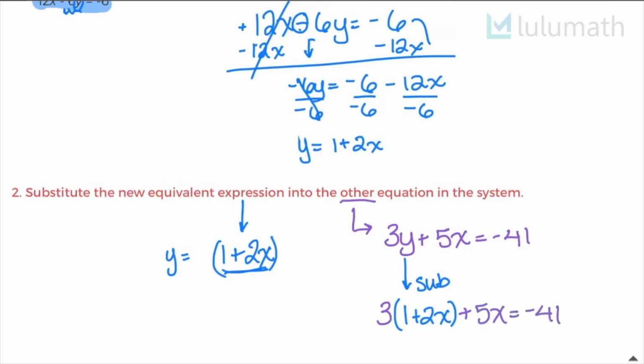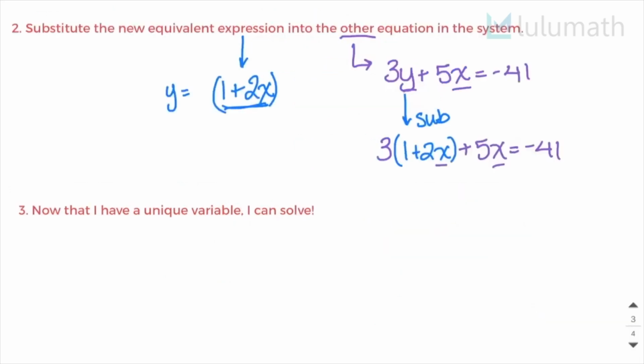Again, our goal was to go from having two different variables to having one unique variable. So now that I have one unique variable, I will solve my equation. So I'm just going to rewrite this equation that we have here. So 3 times in brackets 1 plus 2x, or the quantity 1 plus 2x, plus 5x equals negative 41.